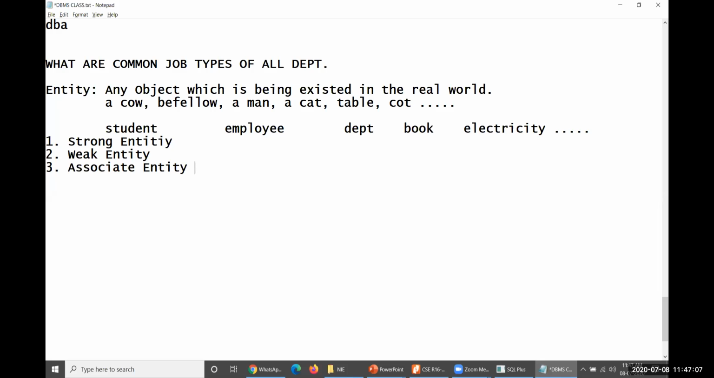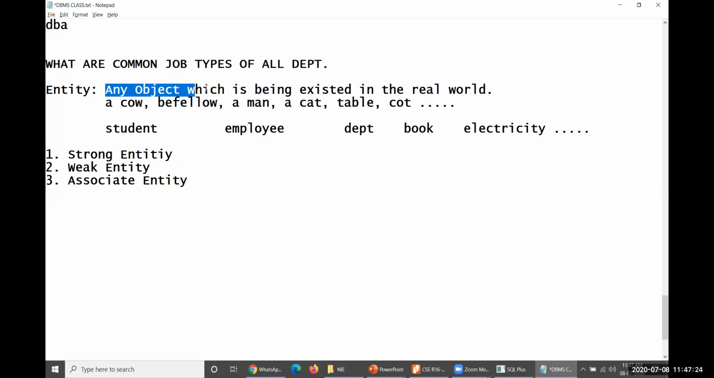These are the three different types of entities available in the ER model, the entity relationship model: strong entity, weak entity, and associate entity. Entity means any object which exists in the real world, and it is called an entity.